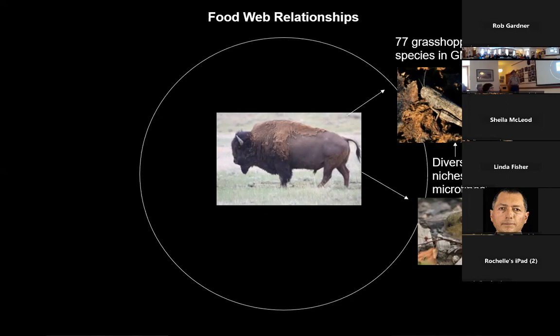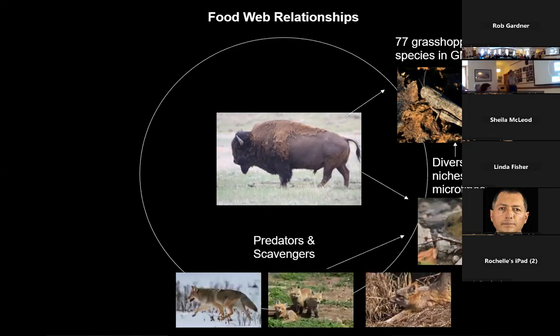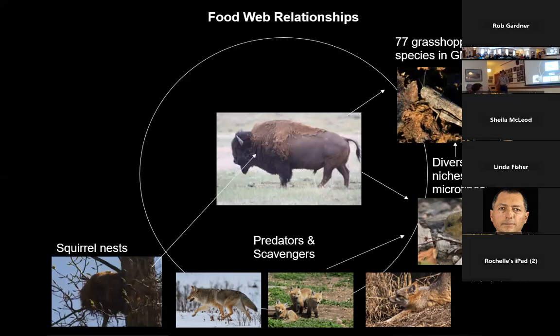Microtines, small mice, voles, this is the western jumping mouse. The three foxes, or the swift fox, red fox, and coyotes, both predators and scavengers. We'll talk more about this nest coming up, but it's a squirrel nest woven entirely out of bison hair that they picked off a carcass in the Yukon.